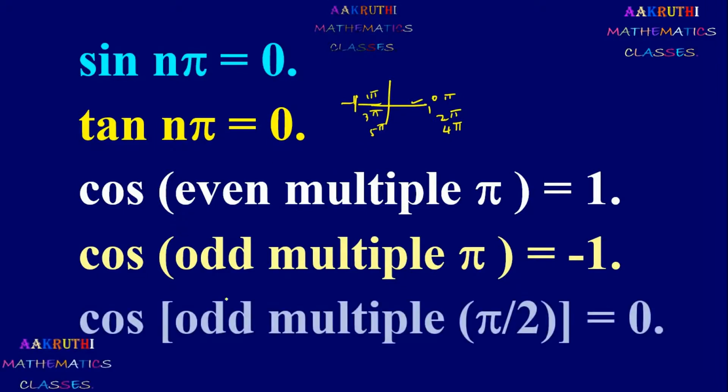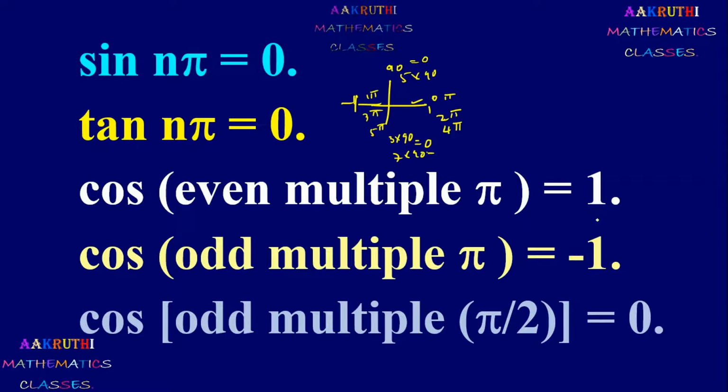Then cos of odd multiples of pi by 2 is always equal to 0. That is cos of 1 into 90, so cos 90 is 0, and cos of 3 into 90, which is 270, at this value cos is also 0. And cos of 5 into 90, which is the same as 90 degree, and 7 into 90 degree, at all these angles cos is 0. That is, cos of odd multiples of pi by 2 is 0.